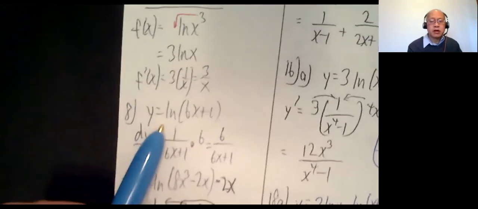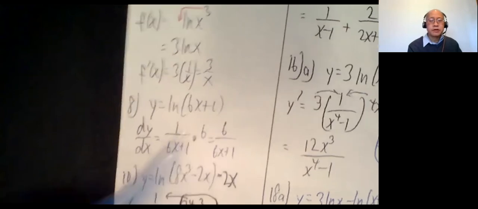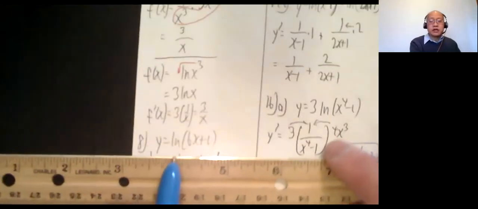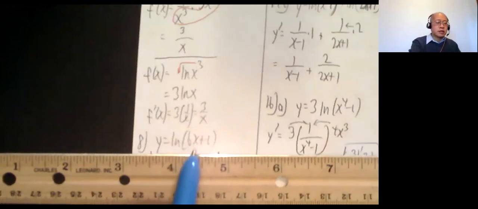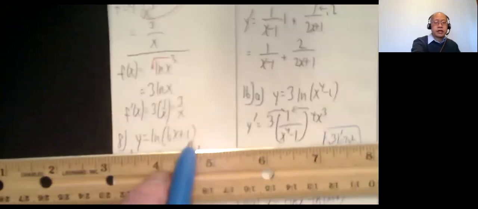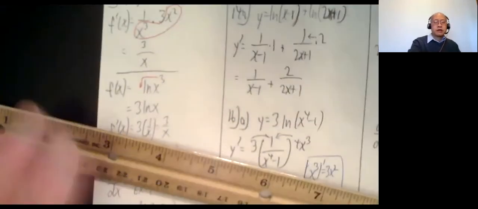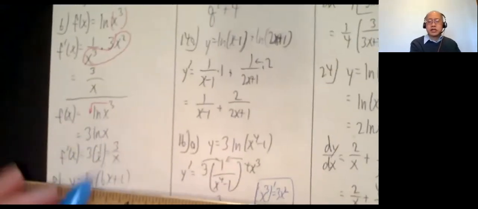Okay, problem number 8. y equals natural log of 6x plus 1. And maybe before going on with that, you might say to yourself, can I do anything to simplify this? ln of a sum, ln of something plus something. The answer is no, you can't do anything with this. Like you might say, can I distribute ln 6x plus ln 1? No, you're not allowed to do that. Okay, so we just take it as it is.